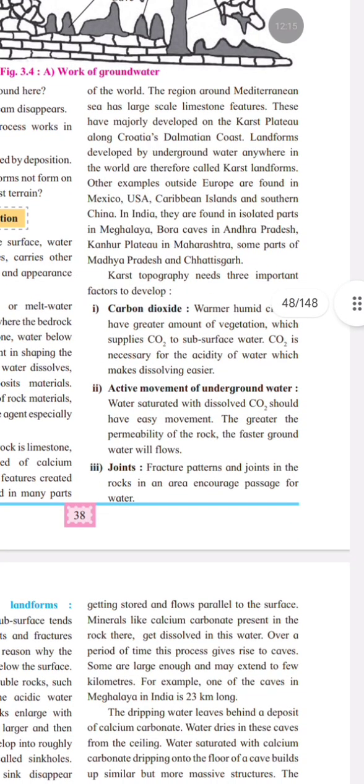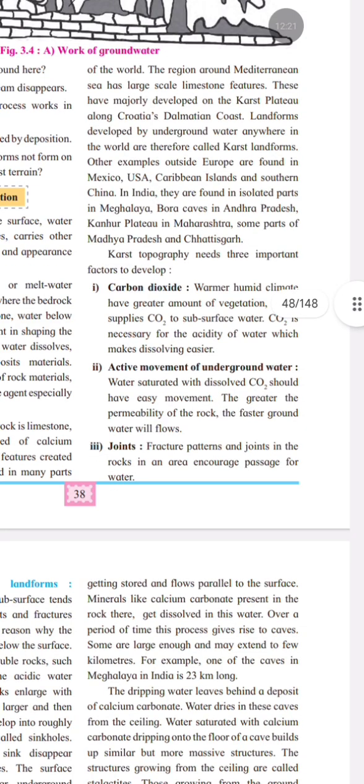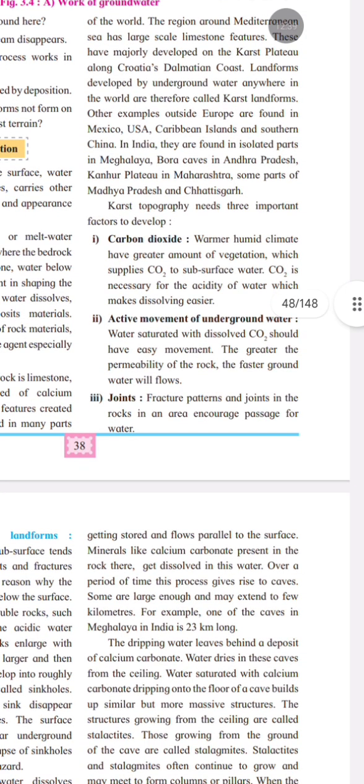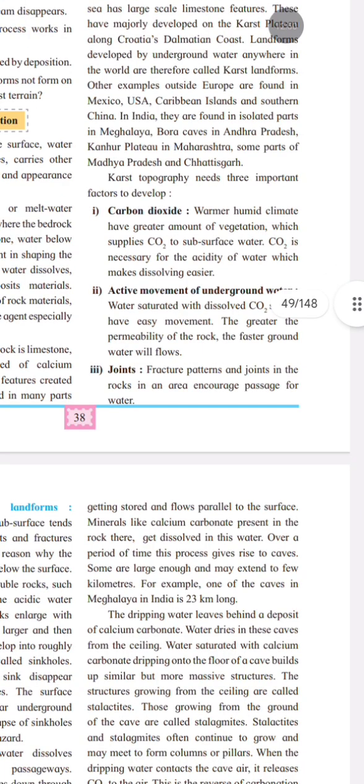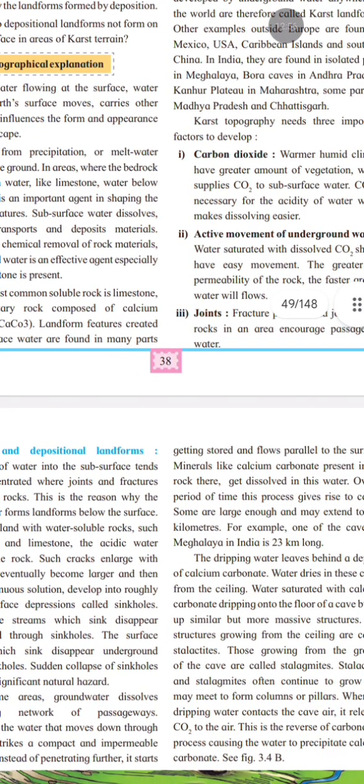Now, what are the conditions for karst topography? Karst topography needs three important factors to develop. First is carbon dioxide. Carbon dioxide makes groundwater acidic and helps it dissolve limestone. Second is active groundwater movement. Groundwater containing dissolved carbon dioxide must be able to move through the rocks. Greater permeability means easier movement of groundwater. Third is joints. Joints and fractures in rocks provide pathways for water to enter and move through the rock.